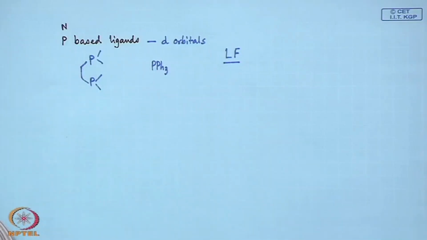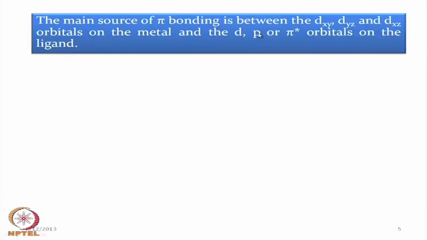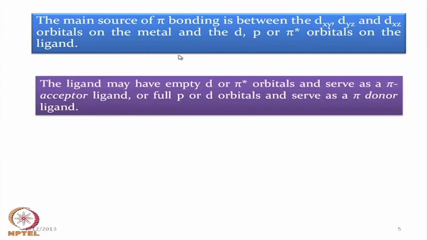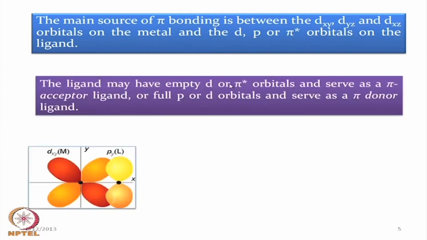So, we have the p orbitals, which we have already discussed, like nitrogen, like oxygen. Then we have seen that if we have the pi type of orbitals, the corresponding pi star symmetry will already be there, and this can also be utilized for pi interactions. That means pi bonding can be possible if we have the pi star orbital, that means the lowest unoccupied molecular orbital from the ligand side. So, if the ligand has empty d or pi star orbitals, it serves as a pi acceptor ligand.